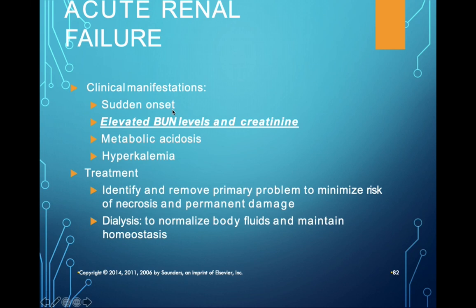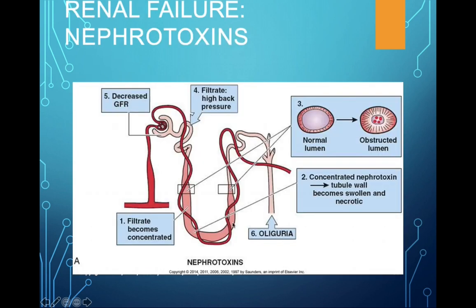It's sudden onset. Typically with acute renal failure, we will see elevated BUN. The blood urea nitrogen levels are going to be elevated along with creatinine. There'll be metabolic acidosis and hyperkalemia. Not calcemia, kalemia. The treatment is to identify and remove the primary problem, to minimize the risk of that necrosis, which creates the fibrosis, and then the renal failure, which is permanent damage. Dialysis is needed to normalize the body fluid and maintain balance.